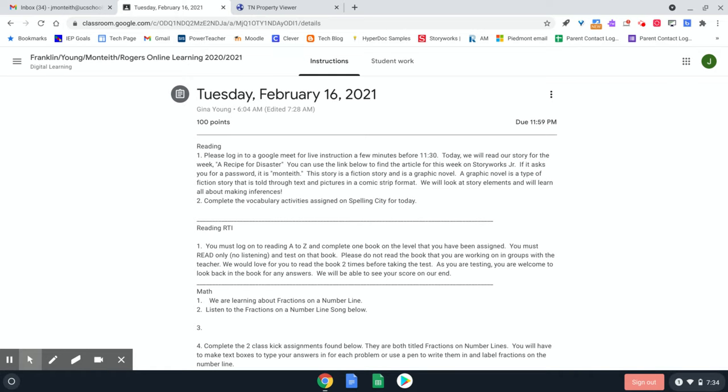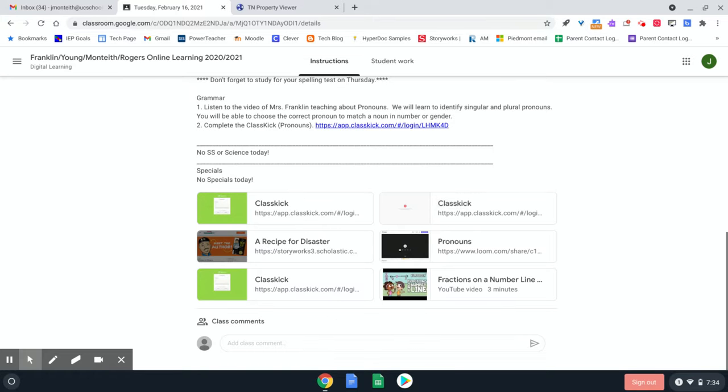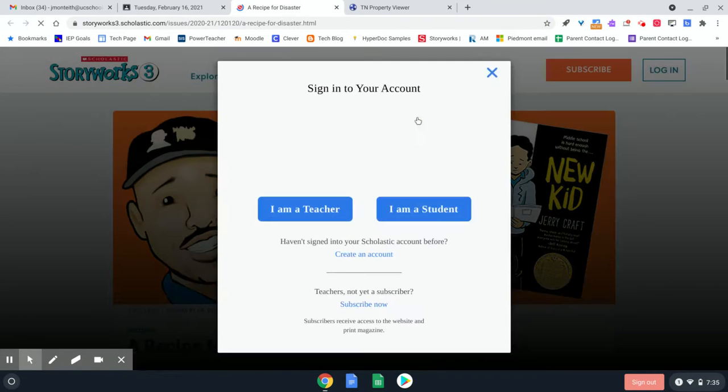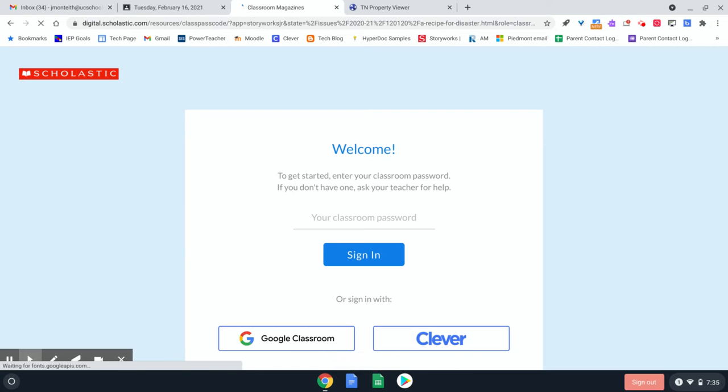And so here is how you access it. There is a link at the bottom of your assignment for today. So if you scroll down, we have A Recipe for Disaster, and you'll click that. You're going to hit log in. You're going to click I'm a student. And then your password is Monteith. Okay, and sign in.